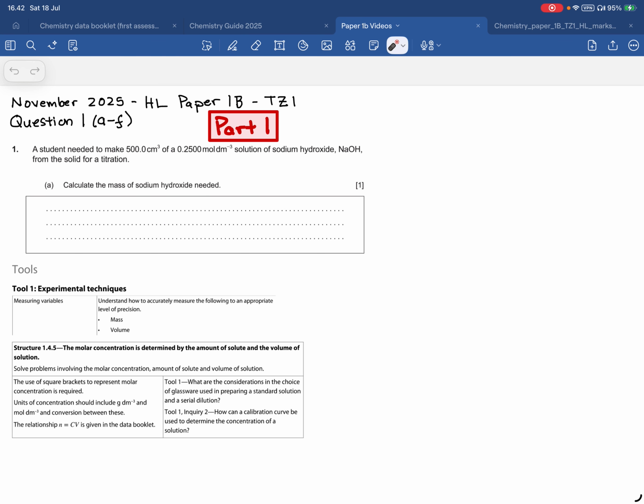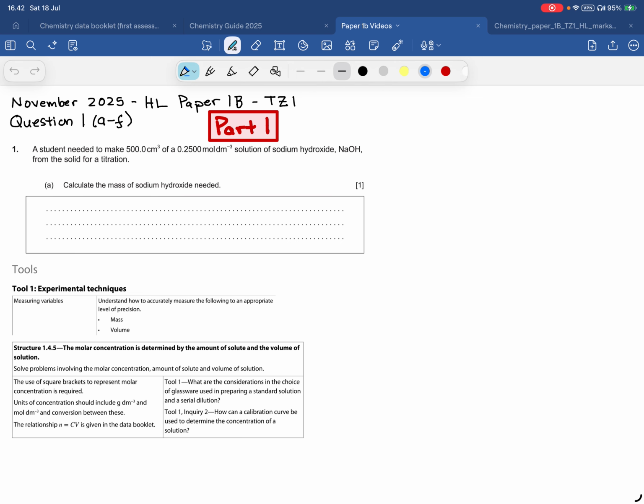So, a student needed to make 500 centimeters cubed, that's volume, of a 0.25 mole per decimeter cubed solution, that's your concentration, sodium hydroxide, from the solid. Calculate the mass. Alright, so you should be able to do this very quickly when it comes time for the test, but if you don't know how to do this, anytime that you don't know exactly what to do, you should go to moles first, okay?